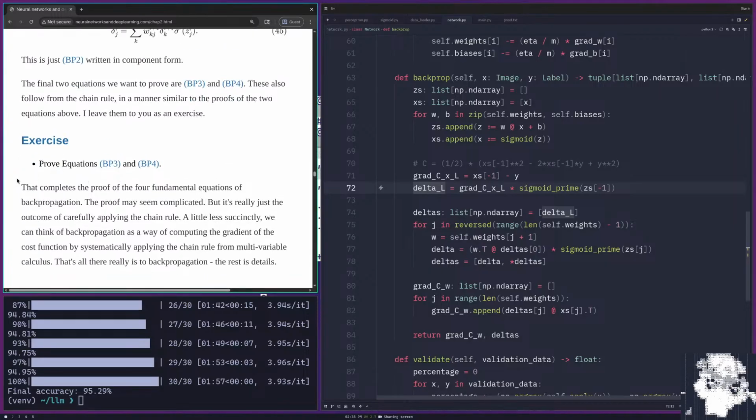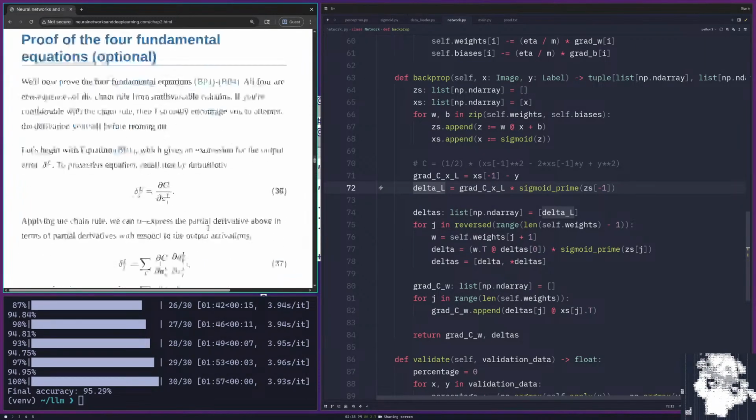Actually, why don't we finish reading this one last paragraph of this section? That completes the proof of the 4 fundamental equations of backpropagation. The proof may seem complicated, but it's really just the outcome of carefully applying the chain rule. A little less succinctly, we can think of backpropagation as a way of computing the gradient of the cost function by systematically applying the chain rule from multivariable calculus. That's really all there is to backpropagation. The rest is details. True.